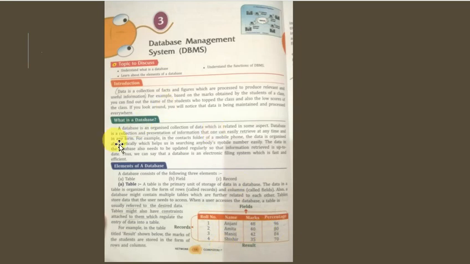All right. So what is a database? A database is an organized collection of data which is related in some aspect. Okay, so a database is a collection of data. So this is data, this individual is data, and the collection of this is called a database. Okay, a database is a collection and presentation of information that one can easily retrieve.